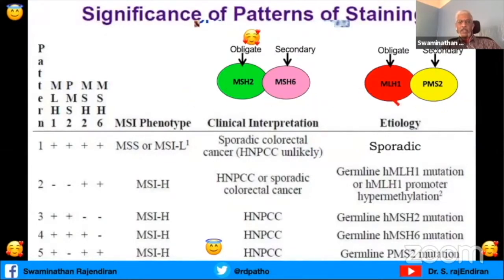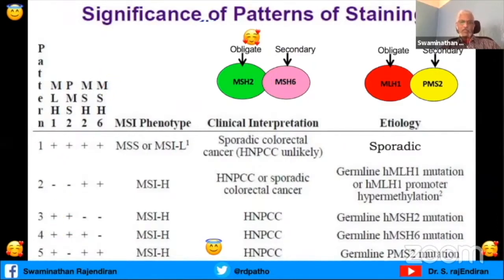The members are grouped into 2. MSH2 and MSH6 are one group, and MLH1 and PMS2 are one group, and one of the members is obligate. For example, MSH2 is a must. If MSH2 is lost, you cannot see MSH6. But you can see only the loss of the secondary member. MSH2 can be present, whereas MSH6 can be absent. Please remember, when the obligate member is negative, the secondary member will be negative, and it is not otherwise. When the secondary member is negative, not necessarily will the obligate member be negative.